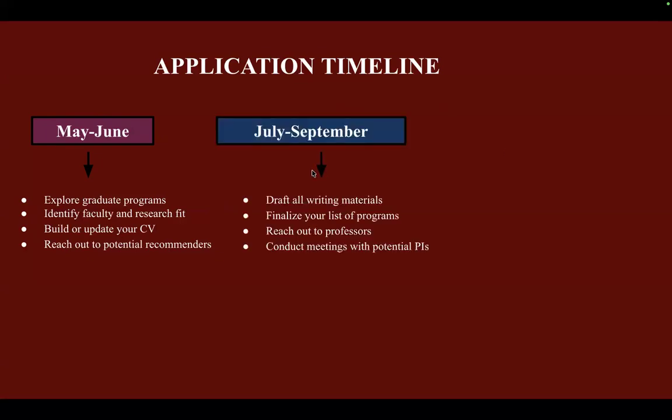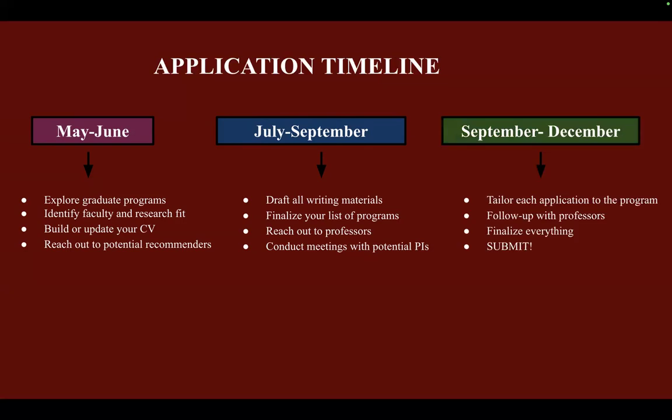Then from July to September, you should start the first draft of your writing samples, finalize your list of programs, and reach out to professors at the schools to see if they can accommodate an introductory meeting, and see if they can support your application when you're applying to the PhD program.